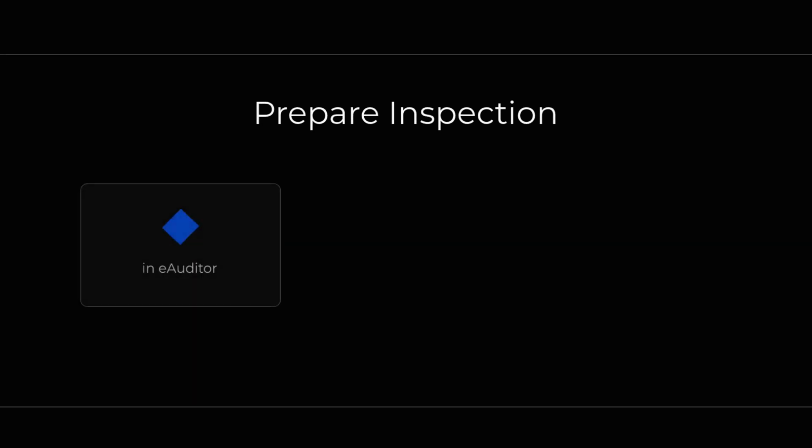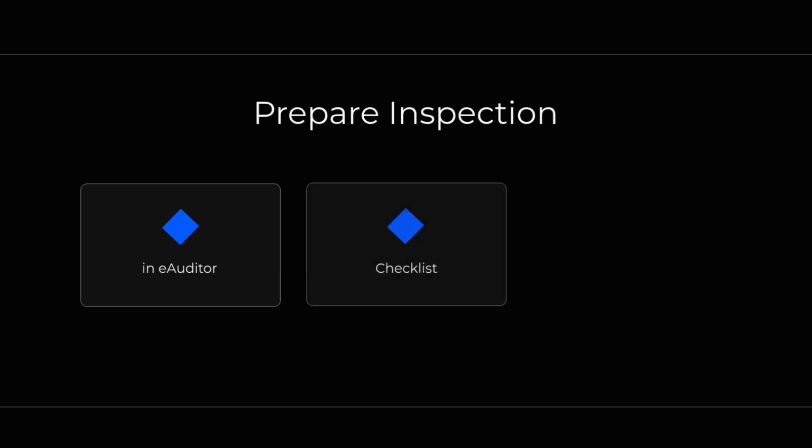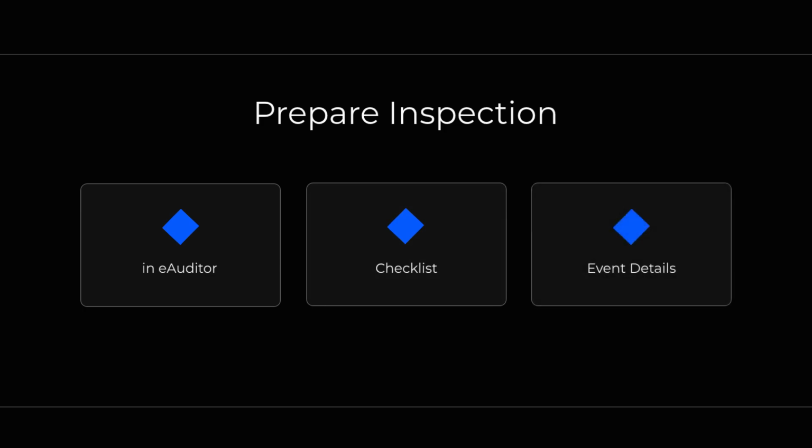Prepare the inspection in eAuditor with a detailed checklist. Include event details, expected attendance, and risk levels. Configure responses and capture evidence for noncompliance. Align inspections with local regulations and organizational policies. This setup ensures a thorough and standardized evaluation process.